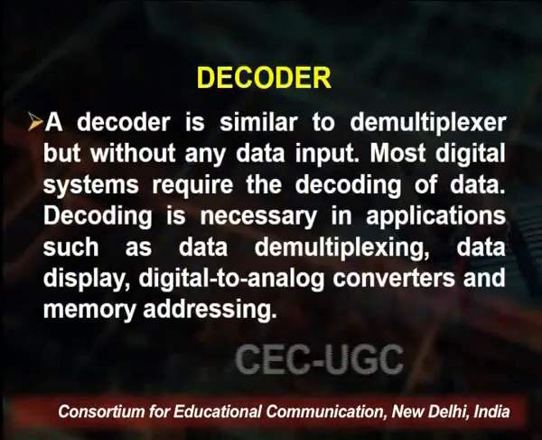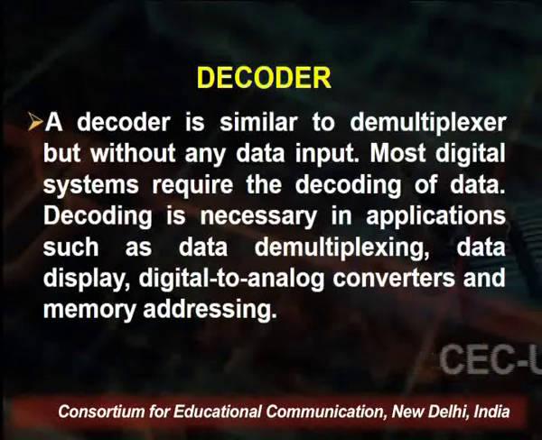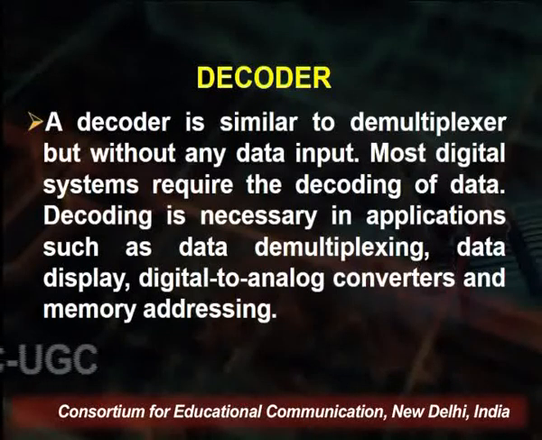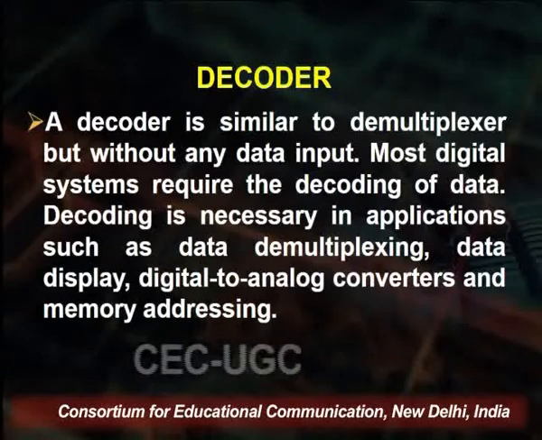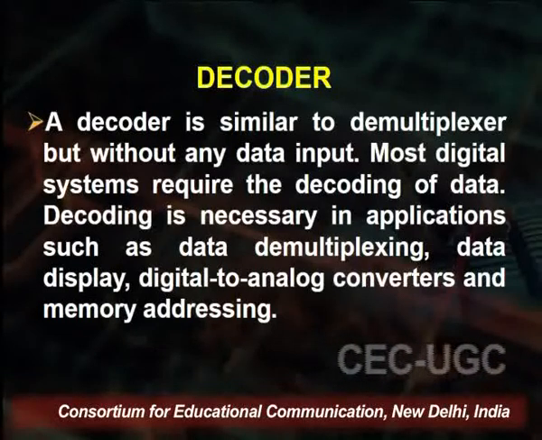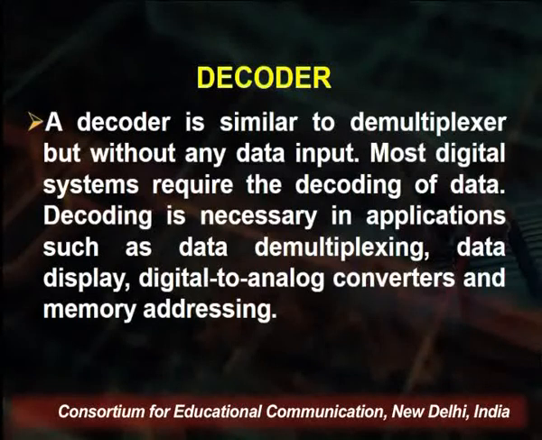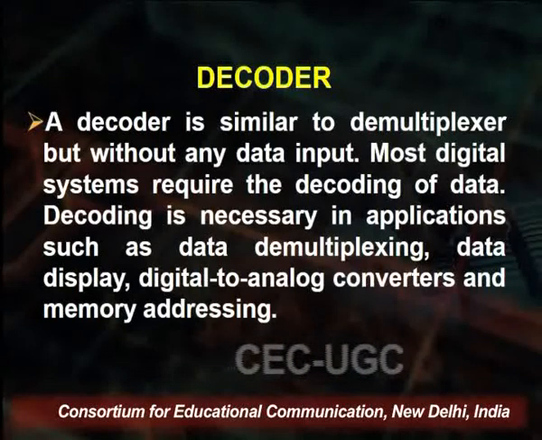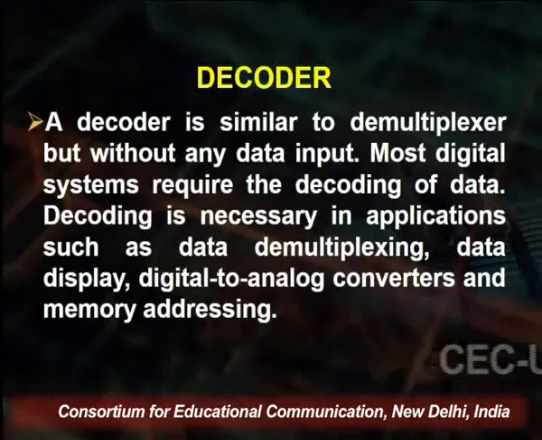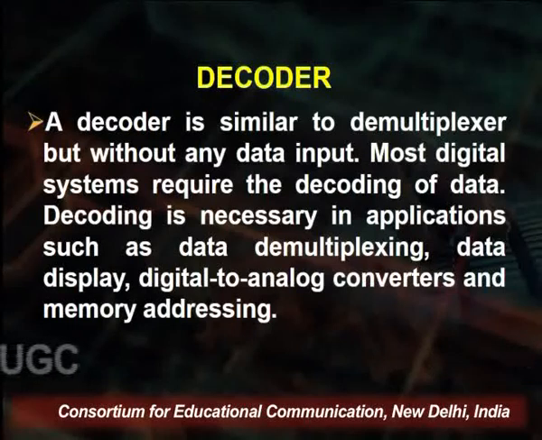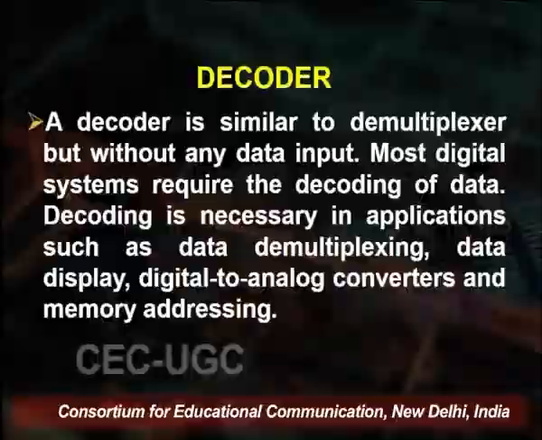So another modification of demultiplexer is a decoder. A decoder is a demultiplexer without any data input. So data input is provided through the decoder by the end user. Most digital systems require decoding of data. It is necessary for data demultiplexing, for data display, digital to analog converters, and memory addressing. Decoders are modular in nature again, and they can be fixed to perform any of these functions that we just mentioned.